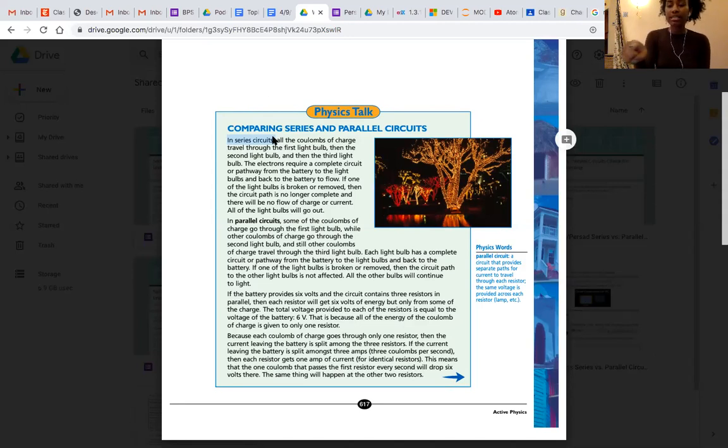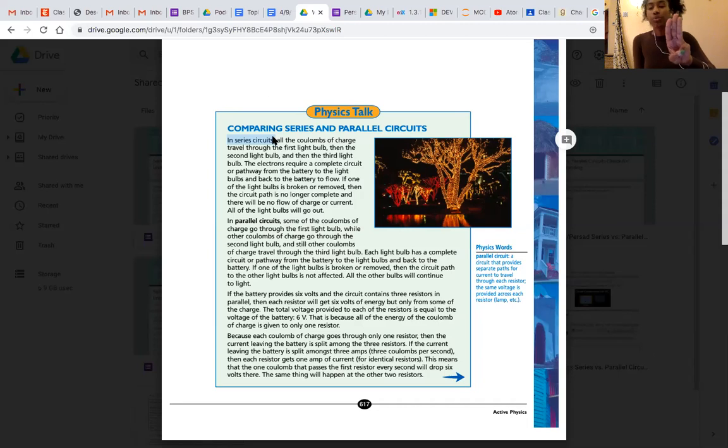So in a series circuit, all of the energy that the coulombs get from the battery is shared. So when you go to one light bulb, let's say there are 3 light bulbs in this circuit. Let's say you have a 6-volt battery. When this Coulomb has 6 volts, it goes to the first light bulb and gives 2 of its volts. Then it gives 2 of its volts to the second one, and 2 of its volts to the third light bulb. 2 plus 2 plus 2 equals 6, and that's how many volts the battery gave the Coulomb of charge.